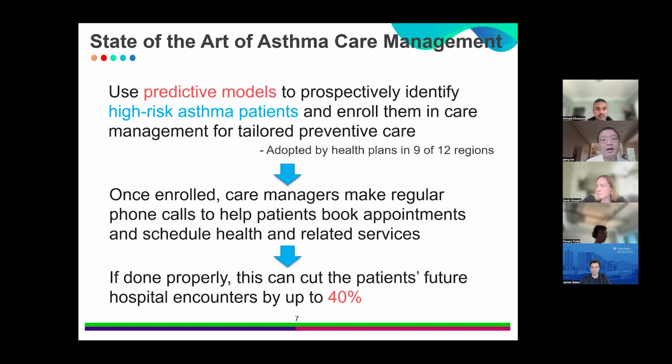So this is the state of the art of asthma care management. People use predictive models to identify beforehand, among all asthma patients, who are the high-risk patients who are likely to have bad outcomes in the future. Once those high-risk patients are identified, we put them into a care management program to give them tailored preventive care. And this approach is widely used in the US.